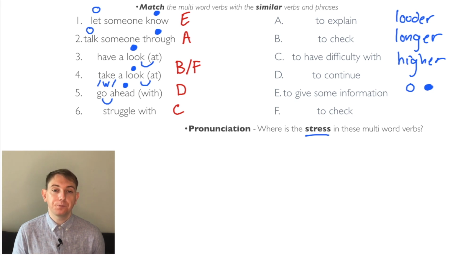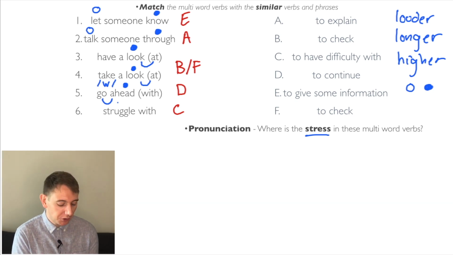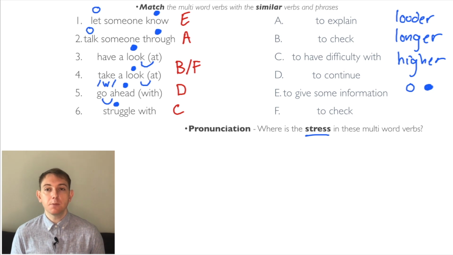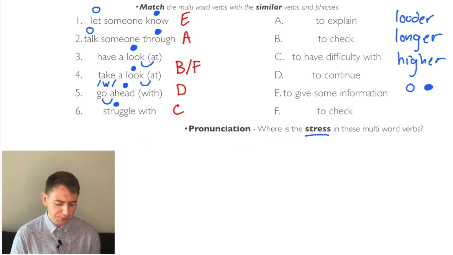Go ahead with. Finally, struggle with, nice and easy one. Struggle with. Just the stress on that first syllable. Struggle with. Okay, right. So we've looked at these multi-word verbs. Now let's take a look at a little practice for us. How can we use these words?